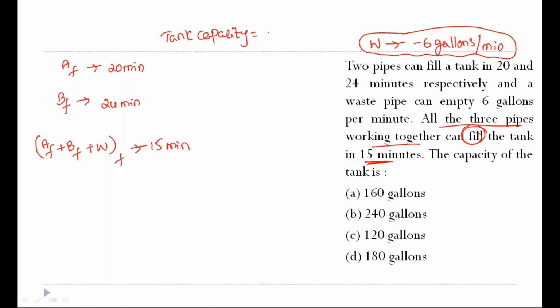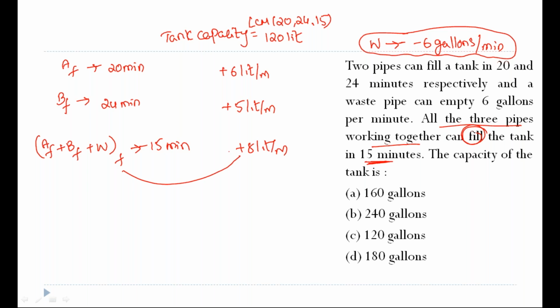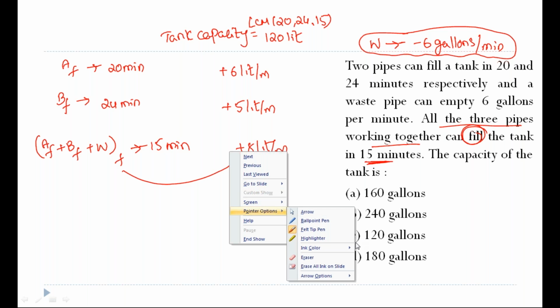Tank capacity is the LCM of 20, 24 and 15, which is nothing but 120 liters. Don't change the methodology. Continue whatever we did till now. 120 liters. Now A is filling 6 liters per minute, B is filling 5 liters per minute, and all three together fill 8 liters per minute. Why plus? Because of filling. Guys, are you clear up to now?